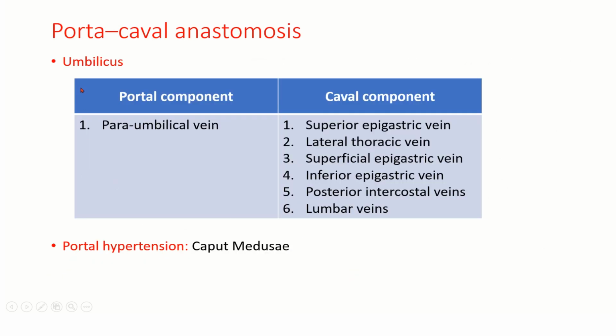Now at the umbilicus, the portal component is the paraumbilical vein, whereas for the caval component you can see 6 veins: superior epigastric vein and lateral thoracic vein from above, superficial epigastric vein and inferior epigastric vein from below, posterior intercostal veins and lumbar veins from either side. Ultimately, portal hypertension results in a clinical condition called caput medusae. I'll show you in these figures.